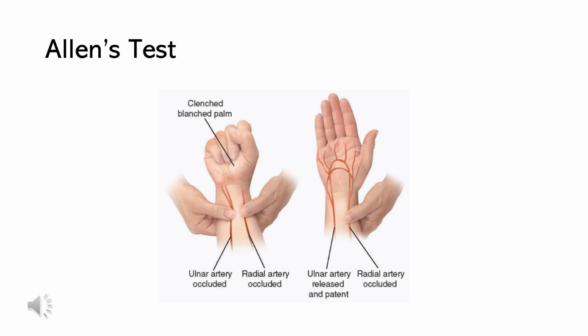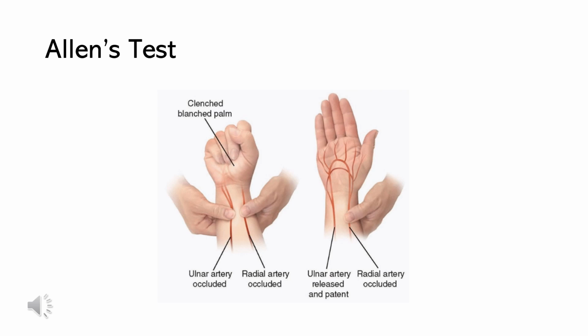Allen's test serves as a pivotal procedure to assess collateral circulation in the hand before an ABG collection from the radial artery. Performing Allen's test ensures that if the radial artery becomes occluded post procedure, there is an alternative pathway for blood flow, mitigating the risk of ischemia to the hand. It's a quick and straightforward diagnostic maneuver.